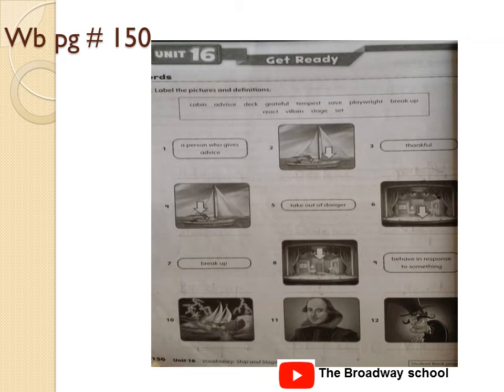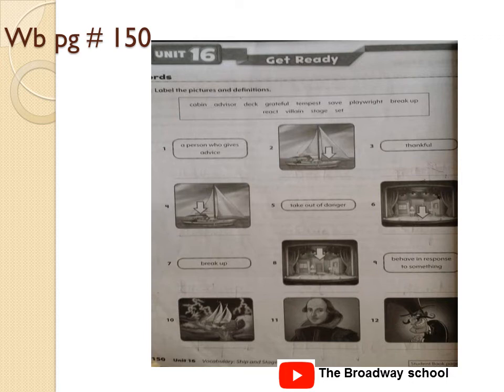Workbook page number 150 of the same topic. Now label the pictures and definitions. You can see that there are a few pictures and the definitions are also given, and here is the word bank given. You just have to write the appropriate word under its picture or definition. The first one is a person who gives advice. We have already discussed that the person who gives advice is an advisor. Number 2, just look at the picture where the arrow is indicating its deck.